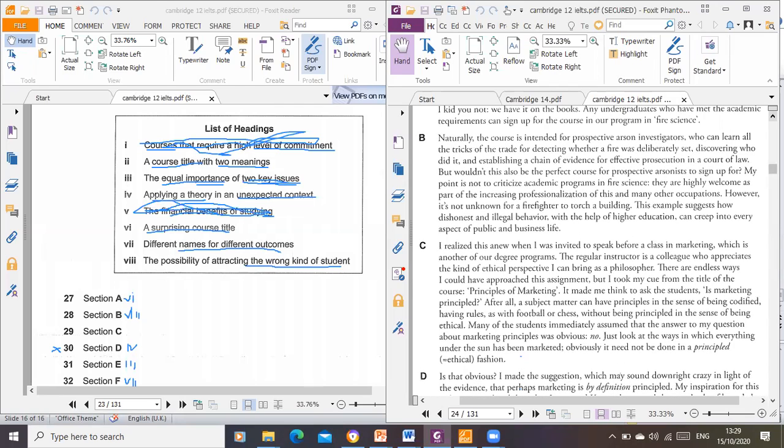So section C. Now don't forget I was talking about some people might be hustling for profit. Now I realize this, that the same course can have different meanings. Okay, so there are endless ways I could have approached this assignment. So from the title, Principles of Marketing, the question is whether marketing is principled. So they now said sense of codify.